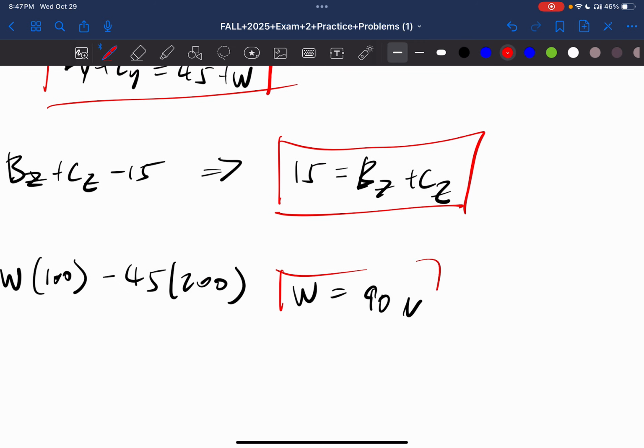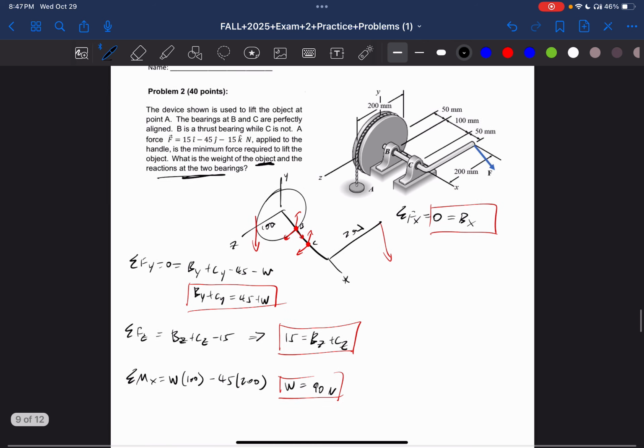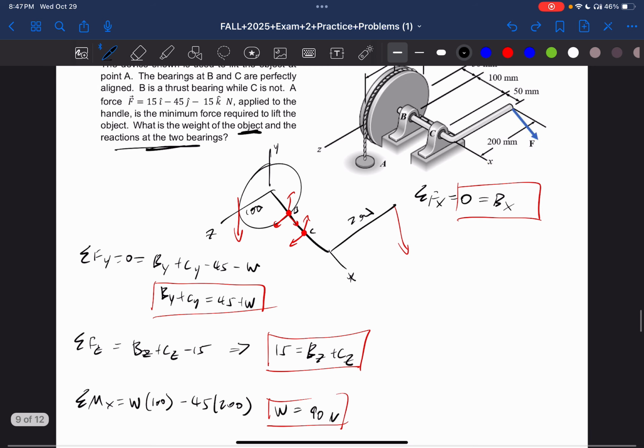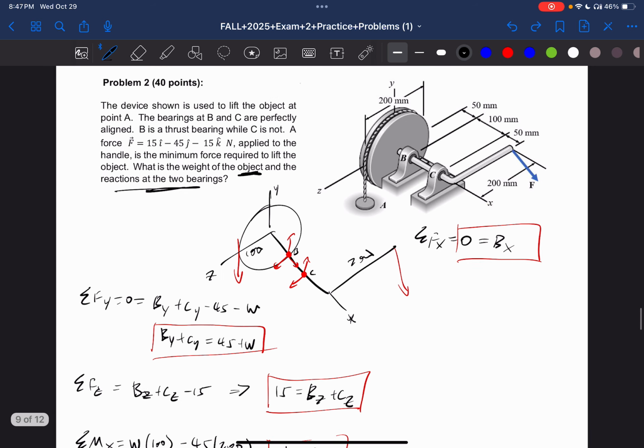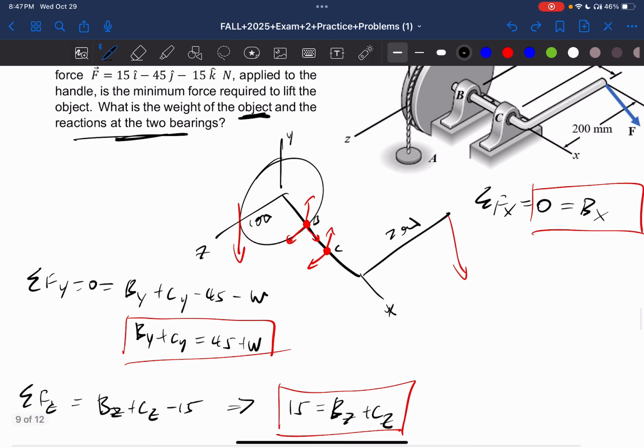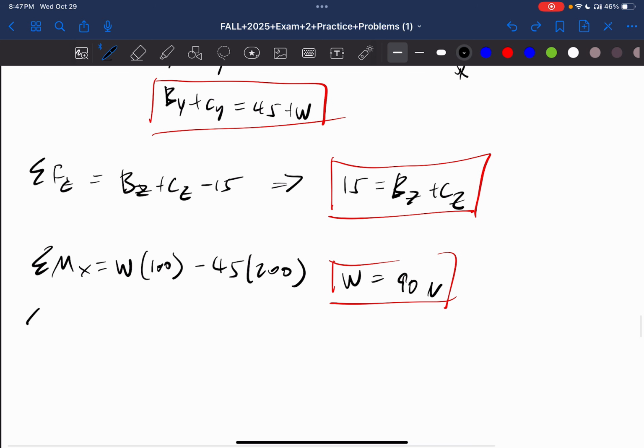Pretty easy. Now that we have that, we did a sum of moments about the x-axis. What else can we solve for? Looking at B, if we do B, all these forces will cancel. If we do it along the z direction, along this direction right here, this is known, this is known. That means we can calculate Cy.